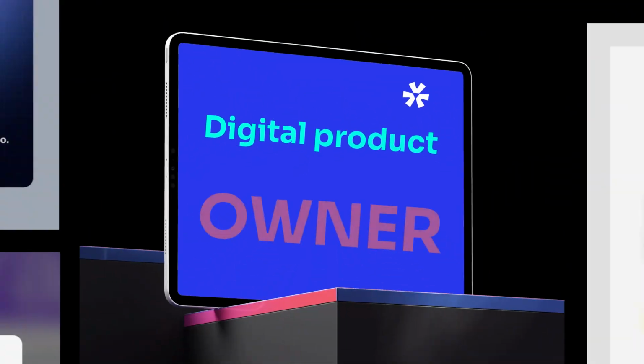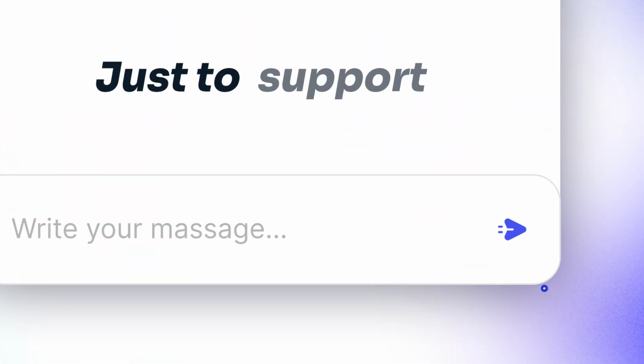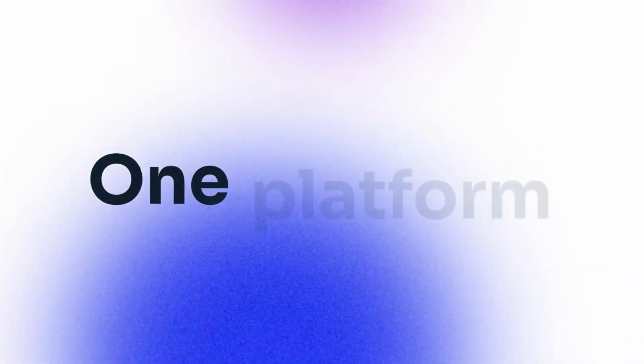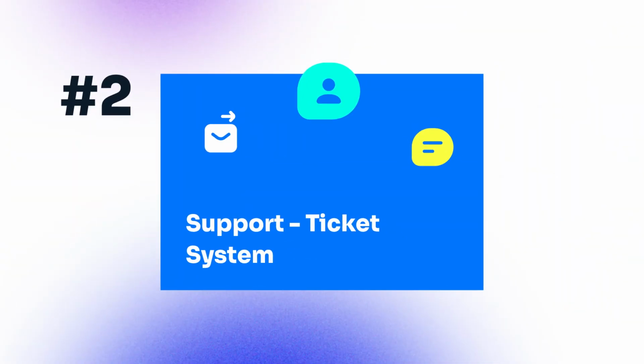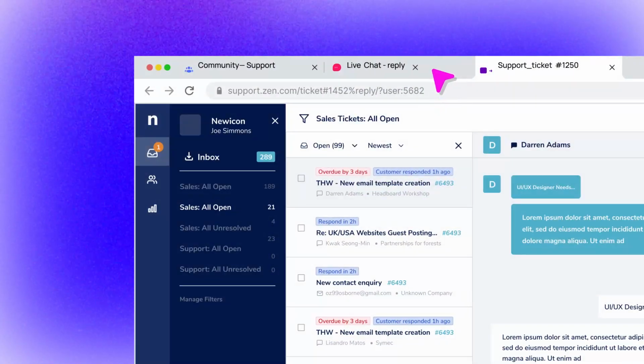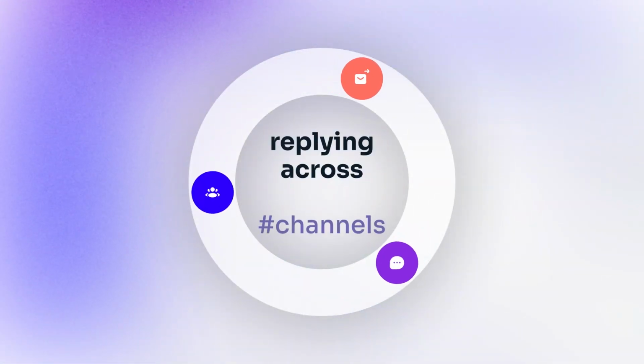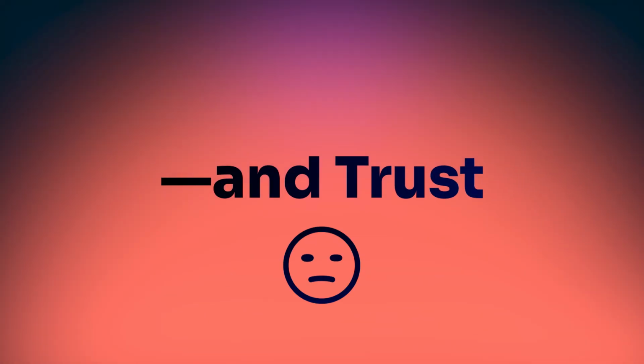Are you a digital product owner using too many tools just to support your customers? One platform for your community, like a Facebook group, another for support tickets, yet another for live chat. You're switching tabs, replying across channels, and still missing messages. It's messy, it's slow, and it's costing you time and trust.